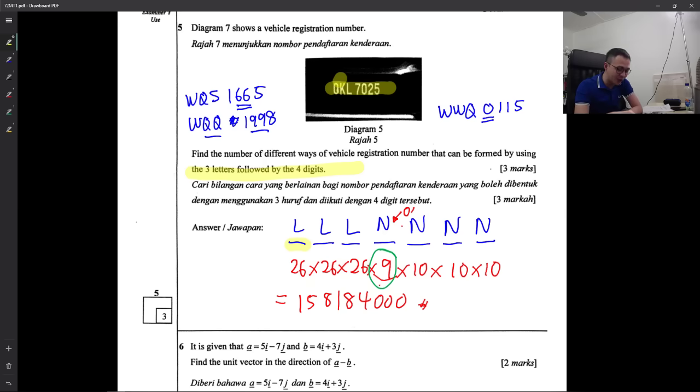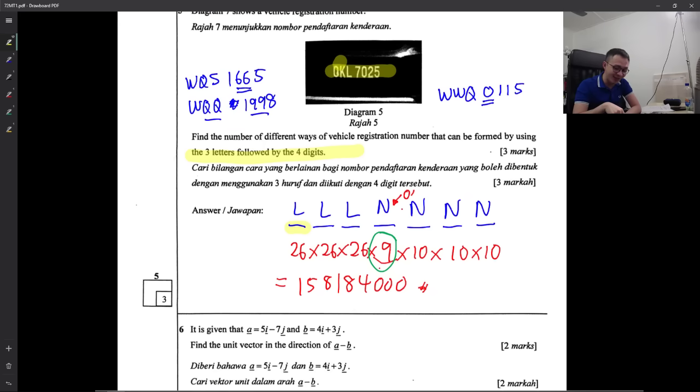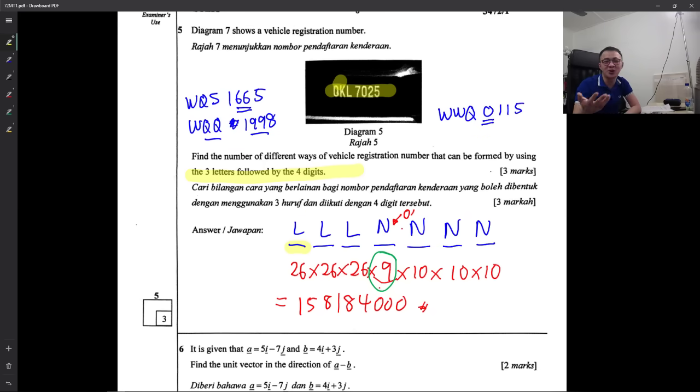Unless you can only use the QKL7025 to sort them, then you might get something like 108. But in this case, I guess the question wants you to use all the letters and numbers, because the question doesn't say you use the letters and numbers above, right? So I will assume it is not.